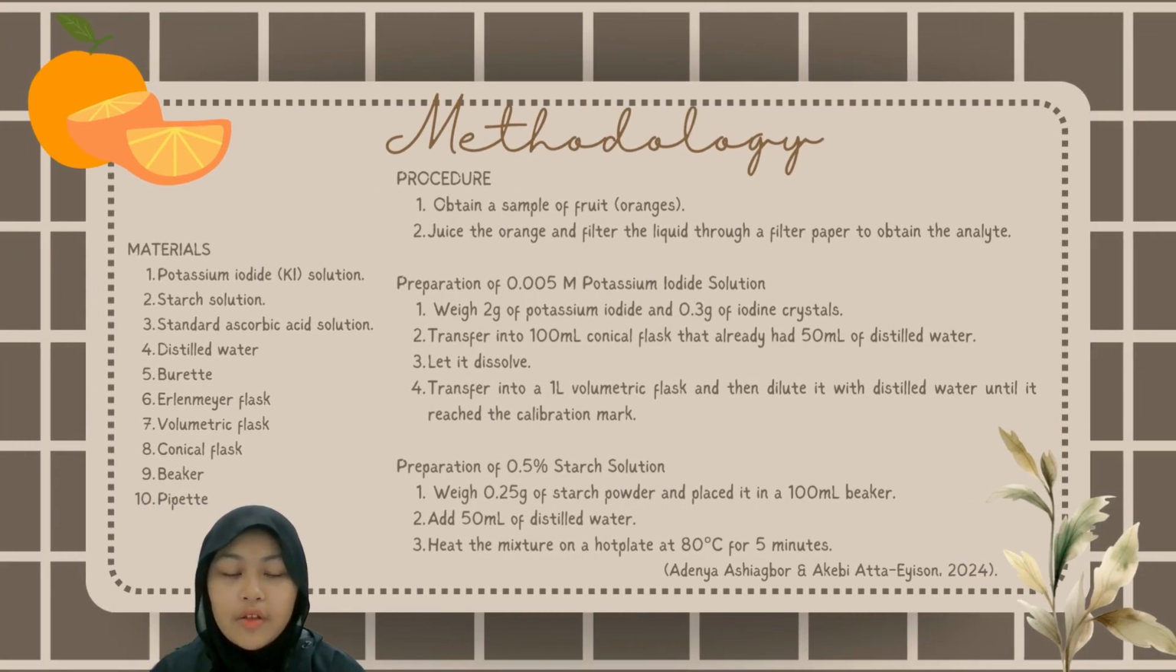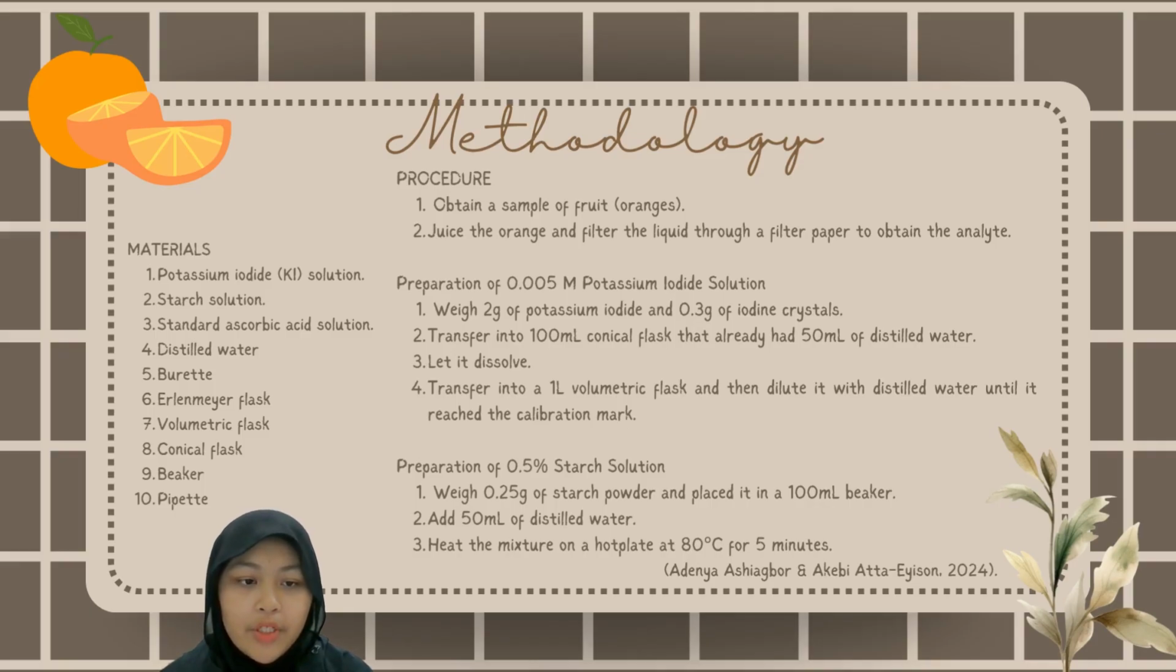So for the methodology of determining ascorbic acid in oranges, for materials and reagents, you have to have potassium iodide solution, starch solution, standard ascorbic acid solution, and distilled water. And for apparatus, you have to have a burette, Erlenmeyer flask, volumetric flask, conical flask, beaker, and pipette. So for the procedure in obtaining the ascorbic acid in oranges, first you have to obtain a sample of fruit, juice the orange using a juicer, and filter the liquid through a filter paper to obtain the analyte.